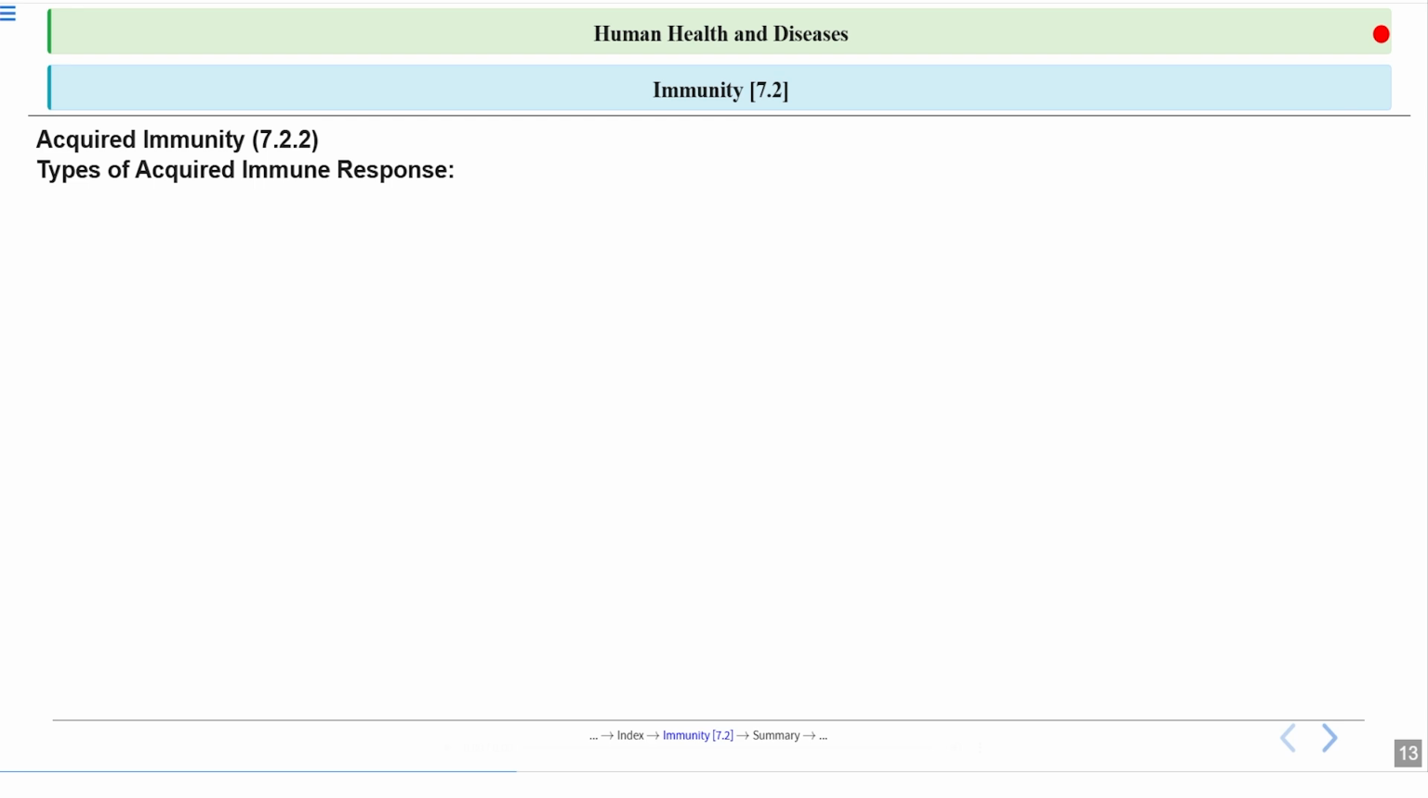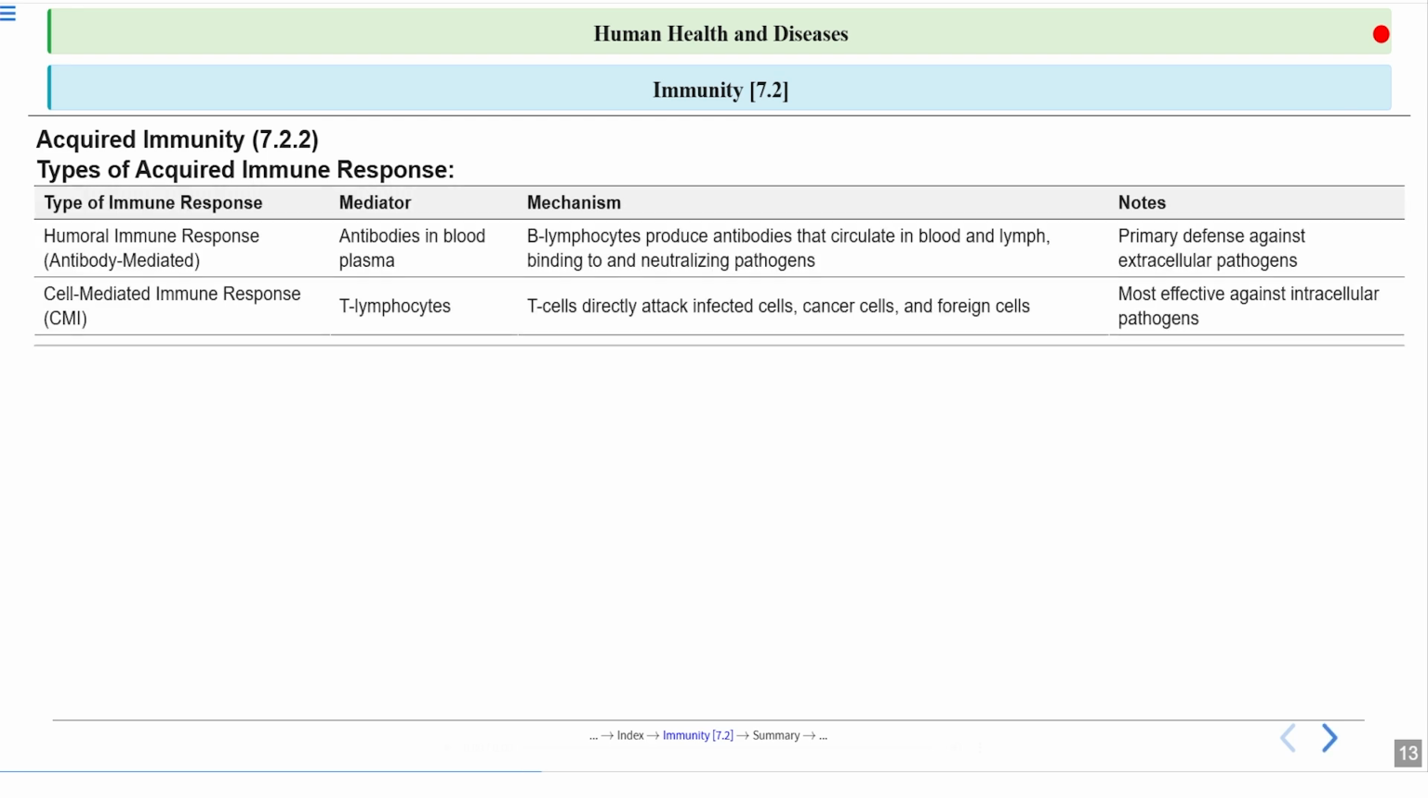Okay, now let's talk about the types of acquired immune responses. Here you can see the humoral immune response and the cell-mediated immune response. Humoral immune response includes antibodies. Okay, clear? Now, the acquired immune responses involve two key types. Humoral immune response, primarily mediated by antibodies circulating in the blood plasma, where B lymphocytes produce antibodies that bind to and neutralize the extracellular pathogens.